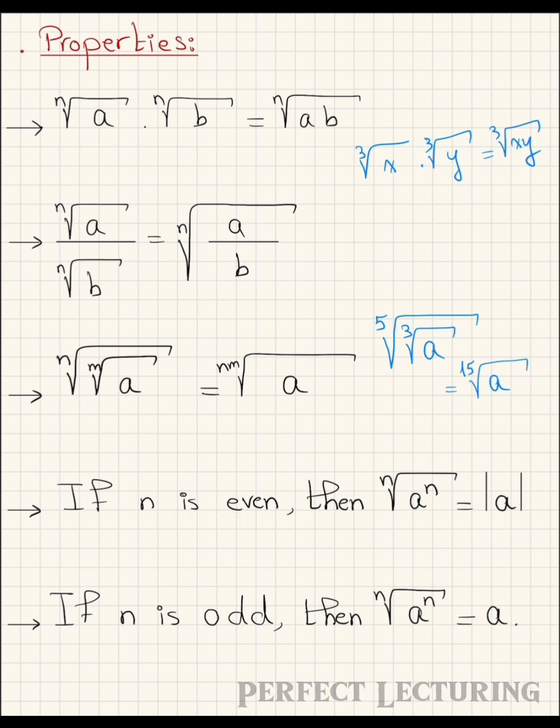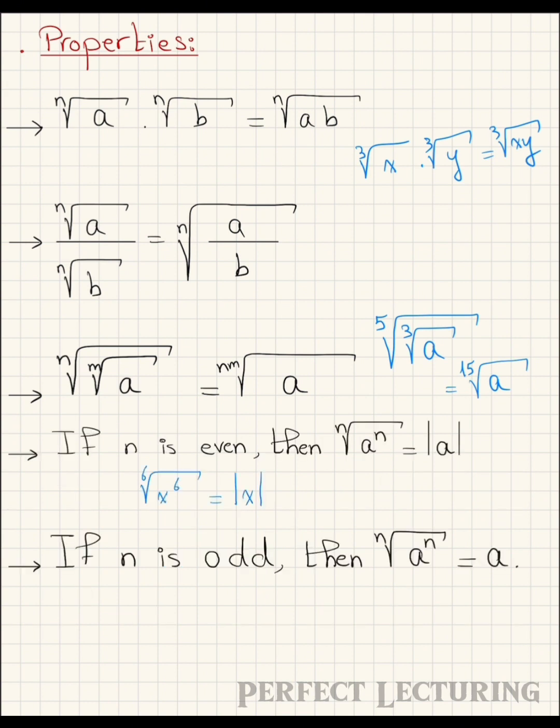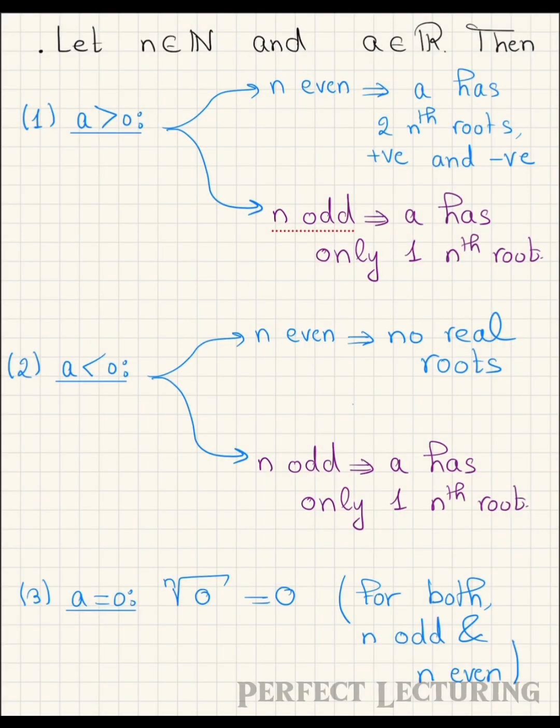So in general, if n is even and I want to take out a factor outside the radical, I must apply the absolute value as we said in the square root. It is not only for the square root, it's for any radical with an even index. So again, for example, if you have the sixth root of x to the power of 6, that is equal to the absolute value of x, unless we know from the question that x is already positive. However, if n is odd, we do not need an absolute value.